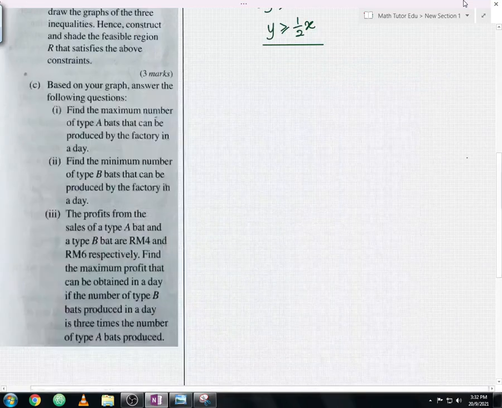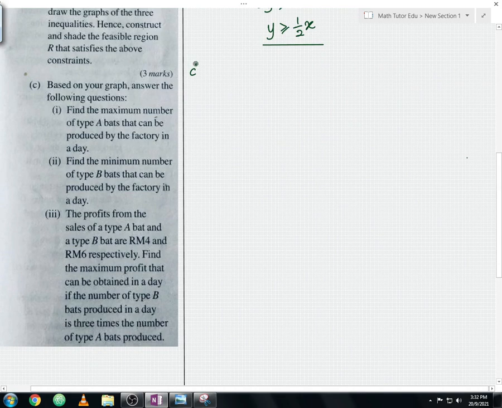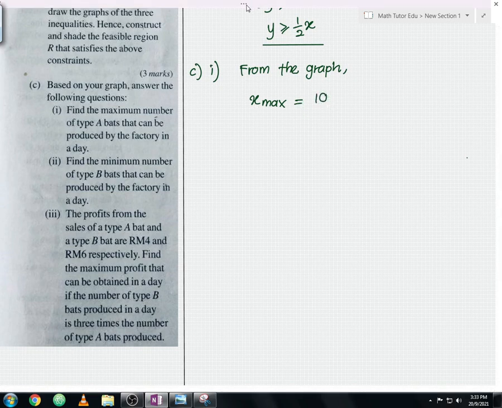Back to our discussion. Let me write in the working here. Question C part 1. From the graph, we find out that our x maximum is equal to 10. It's very straightforward. We just underline this.